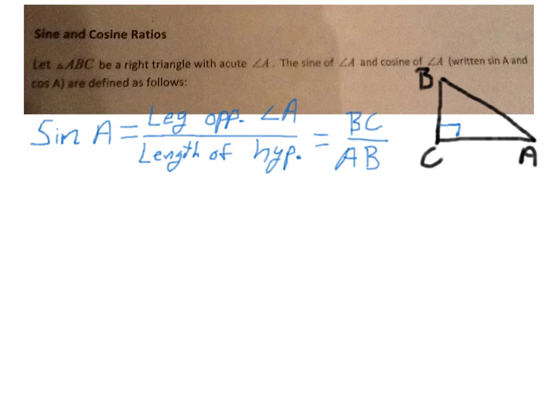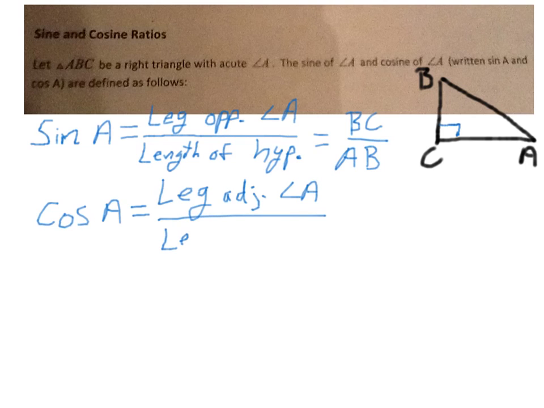The cosine ratio. I'm not sure why I keep saying function, but the cosine ratio. The cosine of A, well, that's the length of the leg adjacent. Remember, adjacent means next to, leg adjacent angle A divided by the length of the hypotenuse again. Okay, so that's my ratio.